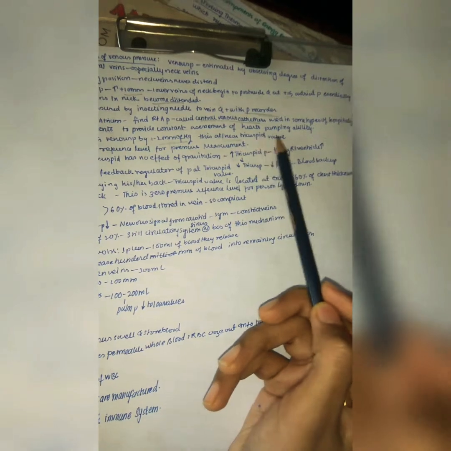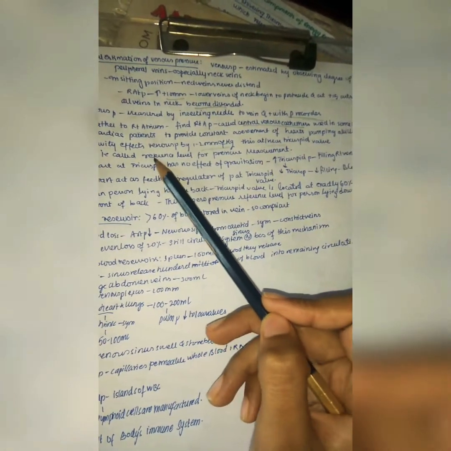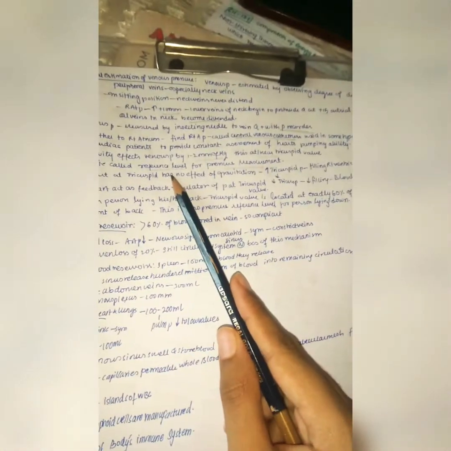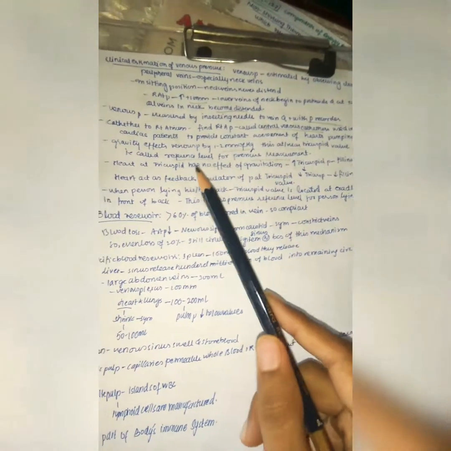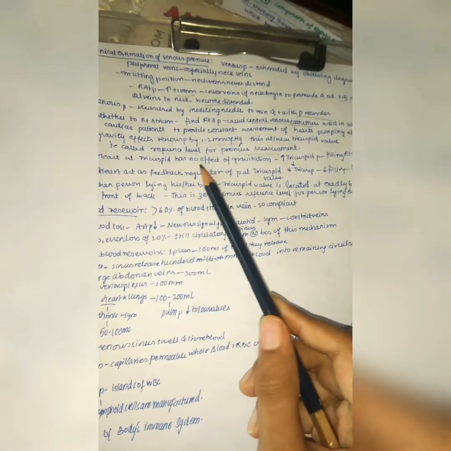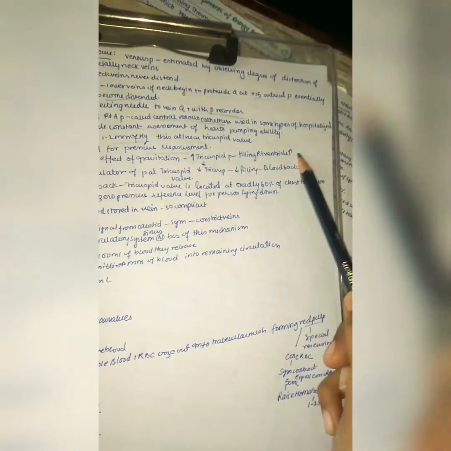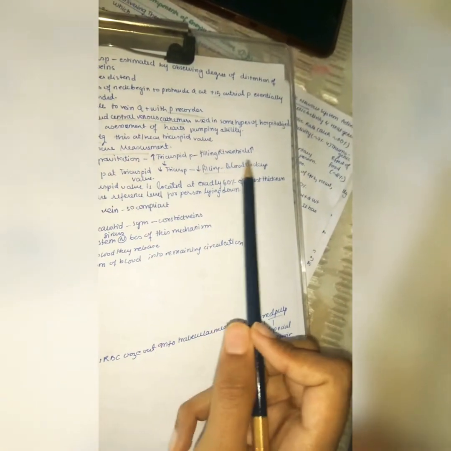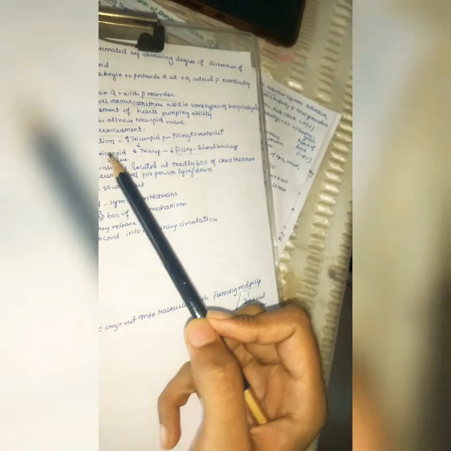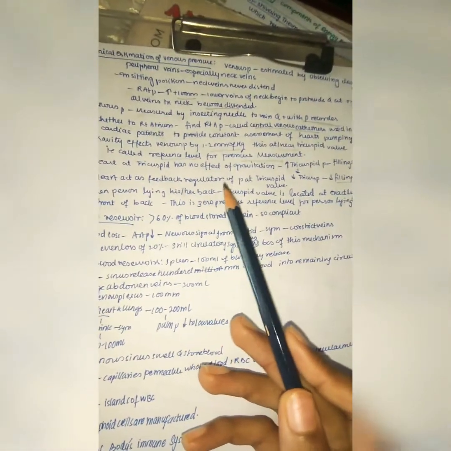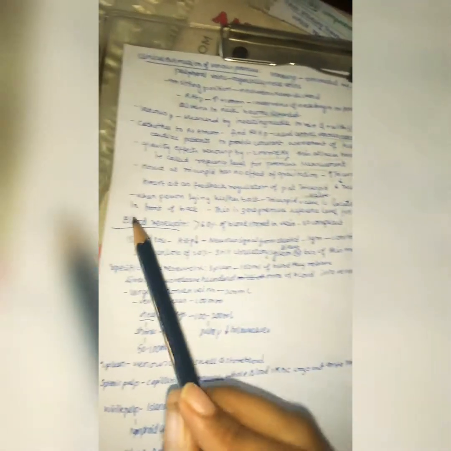This is at or near the tricuspid valve, and that is called the reference level for pressure measurement, because the tricuspid valve acts like a reference. The heart at the tricuspid valve has no effect of gravitation. If there is an increase in tricuspid pressure, then the filling of the right ventricle increases. If there is a decrease in tricuspid pressure, then the filling of the right ventricle decreases, leading to blood backup, because the blood is accumulating here. So the heart acts as a feedback regulator for pressure at the tricuspid valve. This is a very important point.